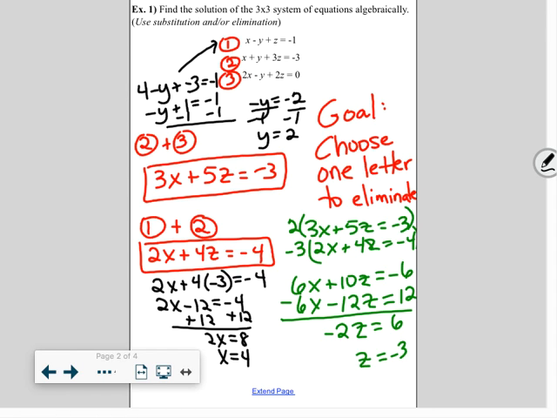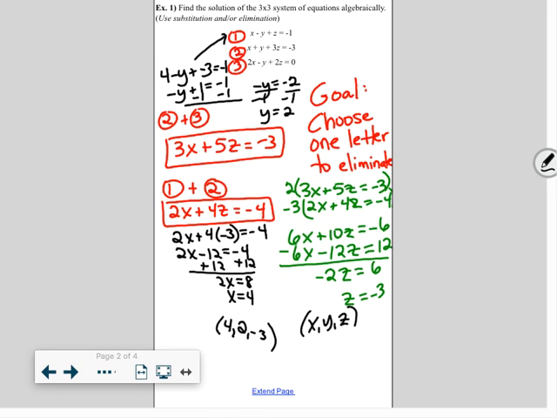Now, with a system, we wrote the answer as an ordered pair, x comma y. My answer is going to be x comma y comma z. This is called an ordered triple. We call it an ordered pair because there's a pair of numbers, x comma y. This is called an ordered triple because it's x, y, z. So this would be 4, comma, 2, comma, negative 3.